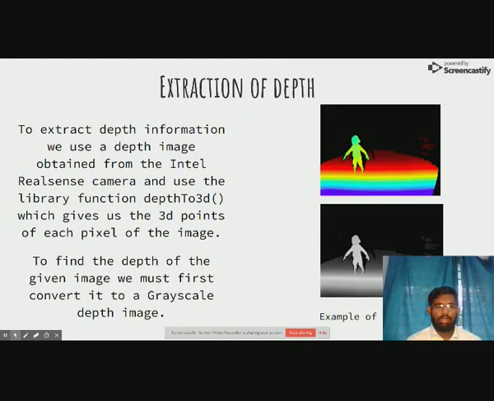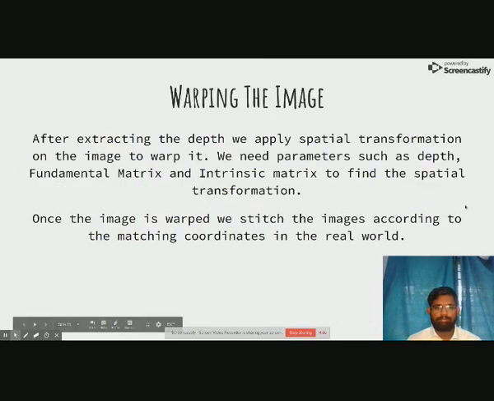Extraction of depth. To find depth information, we use a depth image obtained from the Intel RealSense camera and use the library function depth to 3D, which gives us the 3D points of each pixel of the image. To find the depth, we must first convert the image obtained from the Intel RealSense camera into a grayscale image. So this is the image that we had obtained from the RealSense camera, and this is the corresponding grayscale image. From this image, we were able to find the depth.